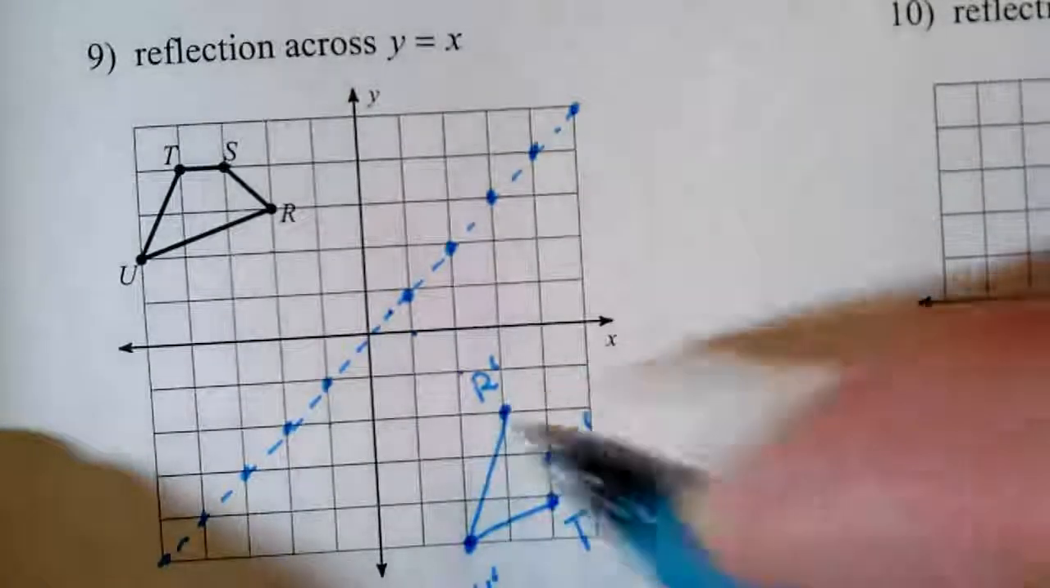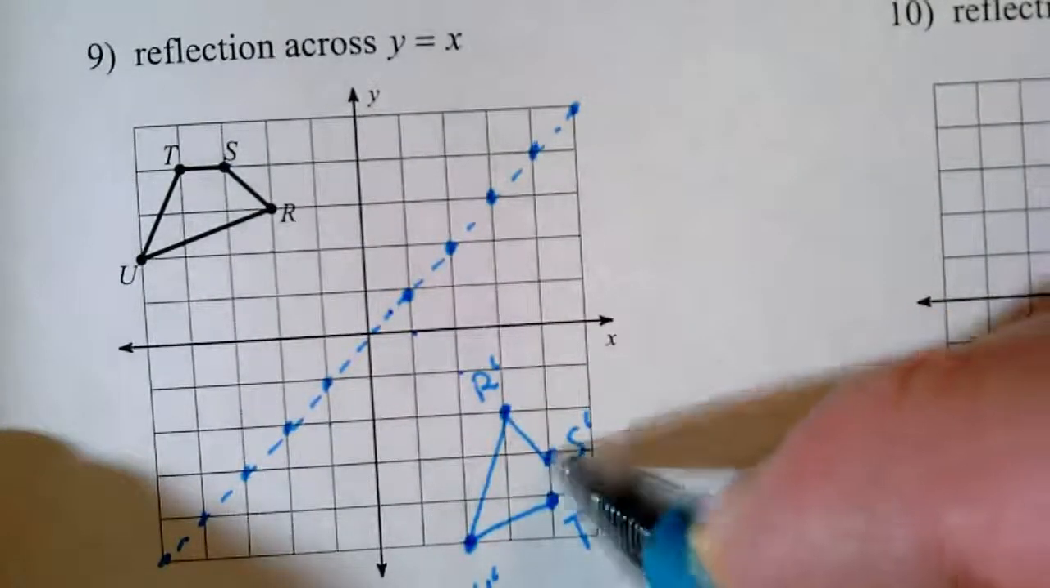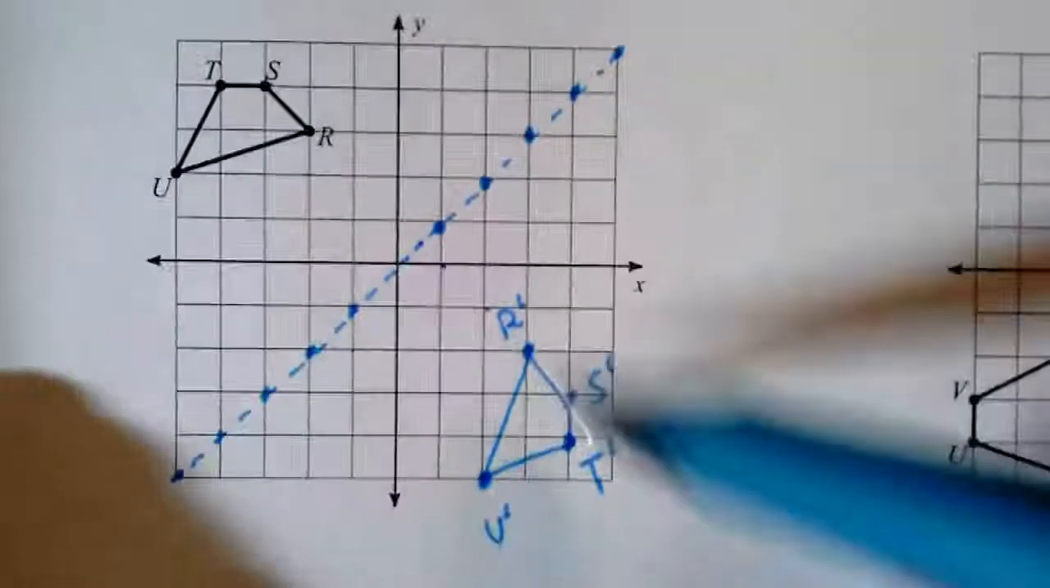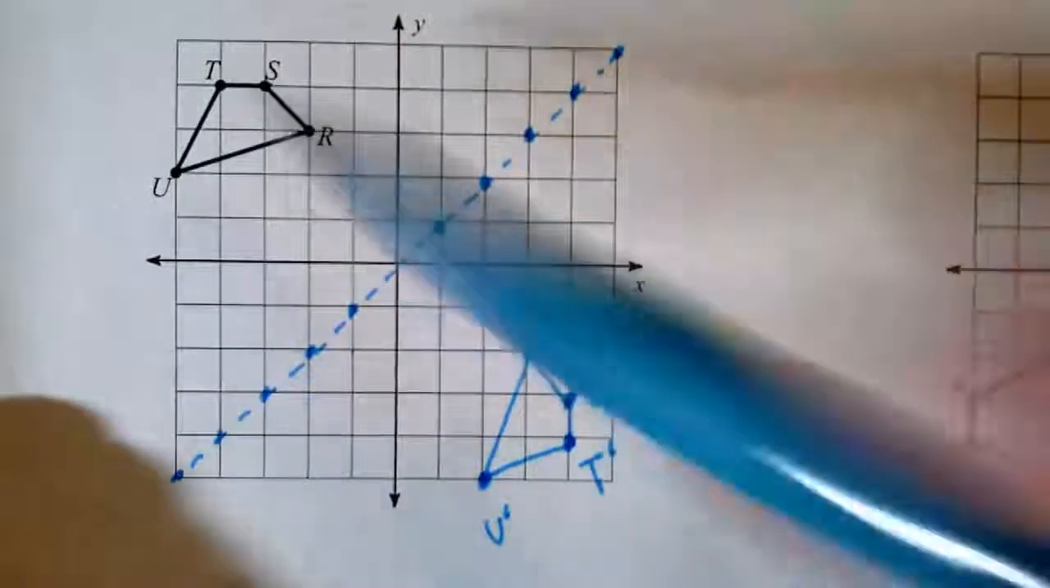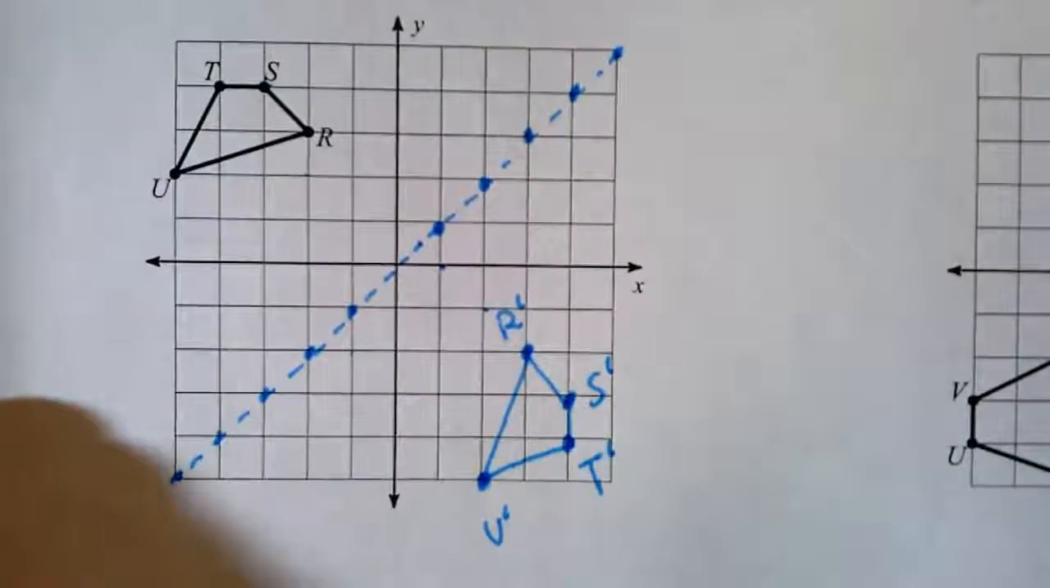Well, and if we've done it correctly, and I'm pretty sure we have, then I could sort of fold this along the line and the two shapes would match up. Let's do one more over here.